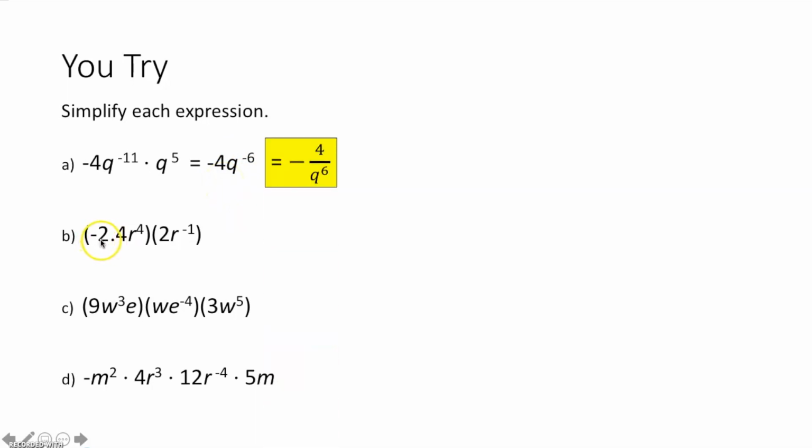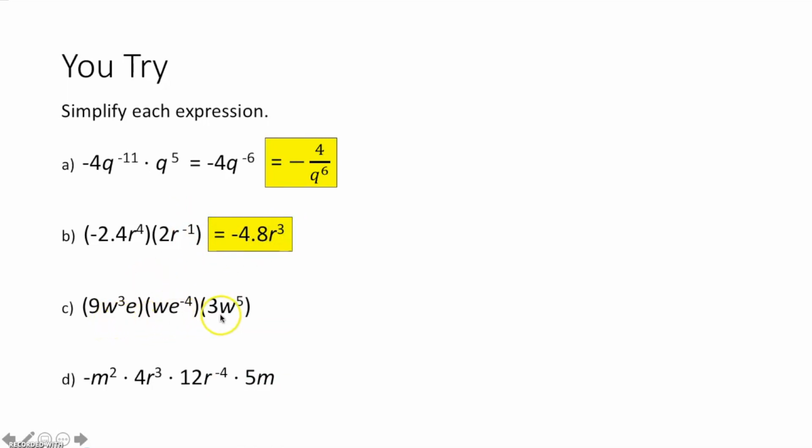Next, negative 2.4r to the 4th times 2r to the negative first power. So anytime you have stuff with coefficients out front, we want to multiply those together first, and then we'll multiply the variables together. So negative 2.4 times 2 is going to be negative 4.8. And then r to the 4th times r to the negative first, since they're like bases, we add the exponents together. What's 4 plus negative 1? That's the same thing as 4 minus 1, which is going to be 3. So we get negative 4.8r cubed.